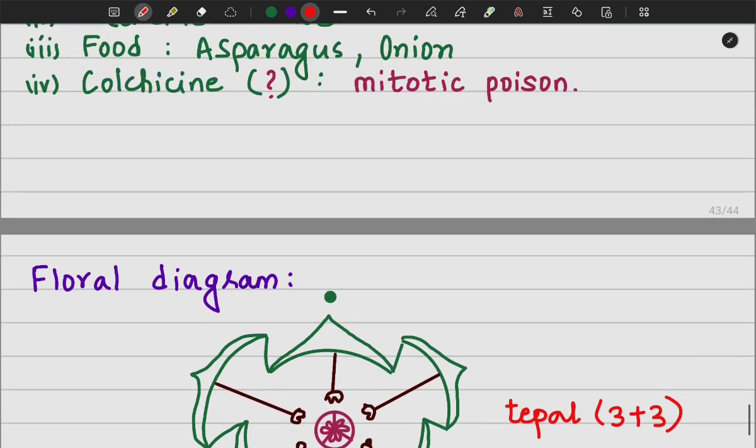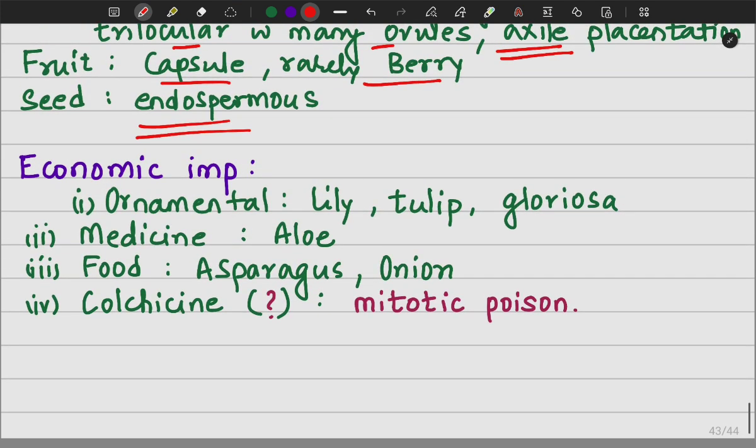Now moving on to the economic importance of this family. The plants of this family include most of the ornamental plants like lily, tulip and gloriosa. Then some medicinal plants like aloe vera. So you must be well aware of aloe vera. It is used to treat a variety of skin ailments, right? Then some plants are used as food, for example asparagus and onion.